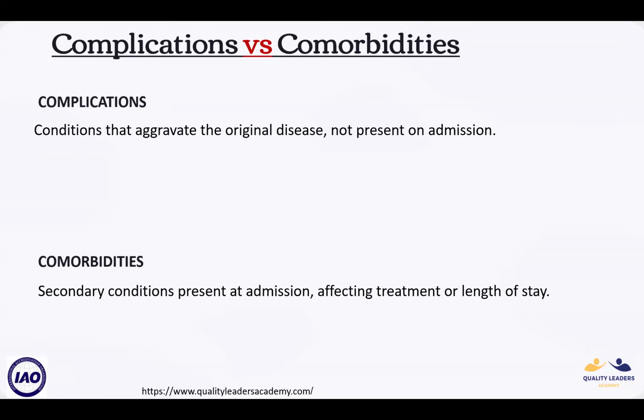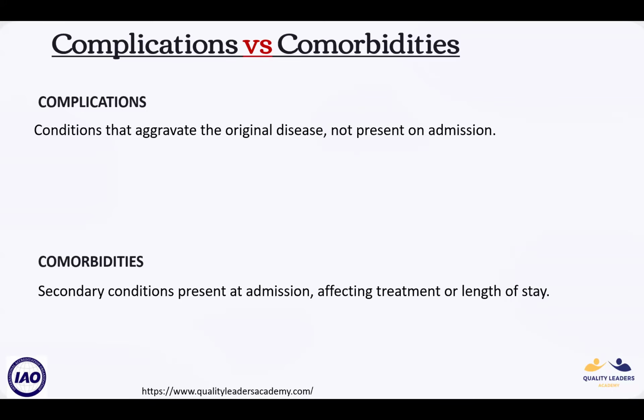So complications are conditions that aggravate the original disease but were not present at the time of admission. They arise after the patient is already under treatment. Comorbidities are secondary conditions that are already present at admission. These conditions coexist with the primary illness and affect the treatment plan or length of stay.